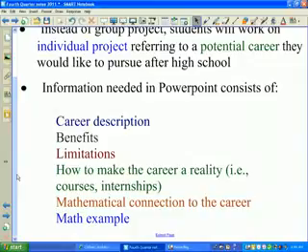So as you can see, it's basically 6 topics up here. The career description, benefits, limitations, how to make it a reality, the mathematical connection, and actually a math example. So I'm looking at roughly 6, maybe 7 slides. If they want to go higher than that, that's fine. Is it going to make their grade go higher?